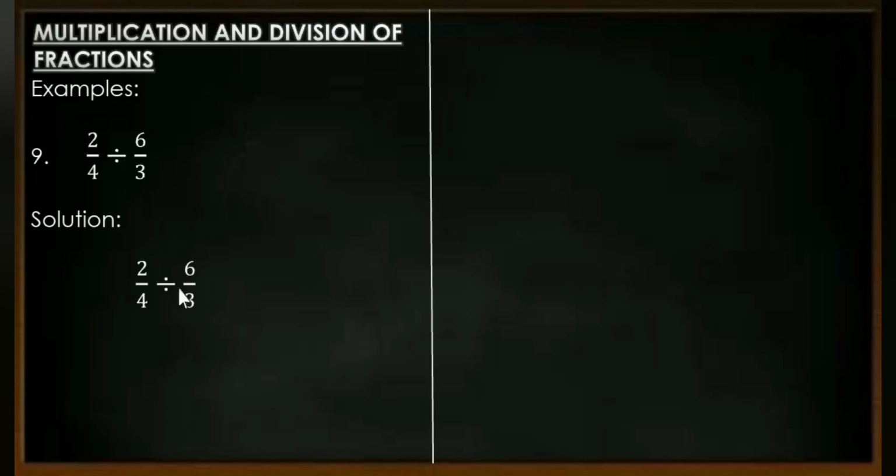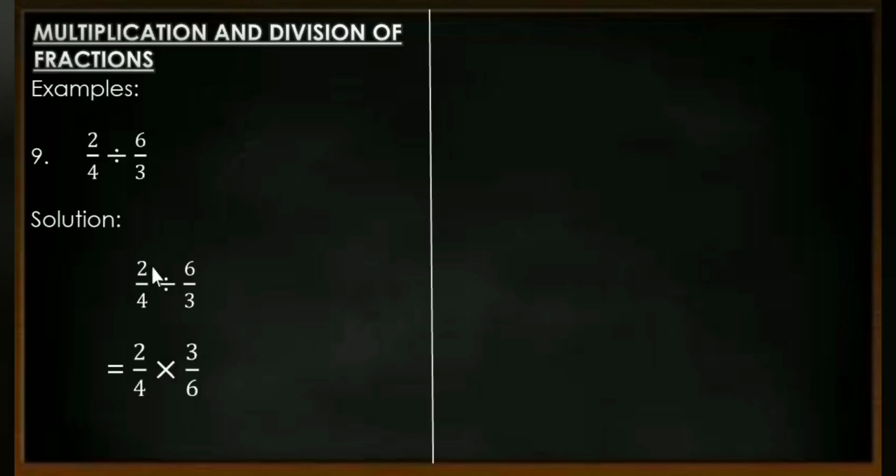The next step is to change the division sign to multiplication sign. When you change the division sign to multiplication sign, there is a magic that will happen to this fraction, which is at the right hand side. The magic is such that the denominator will become the numerator and the numerator will become the denominator.